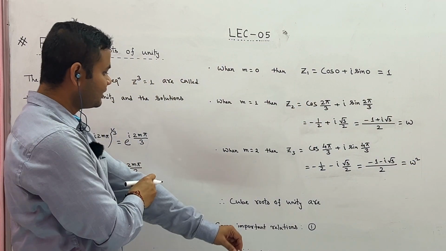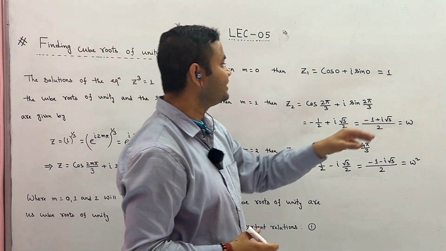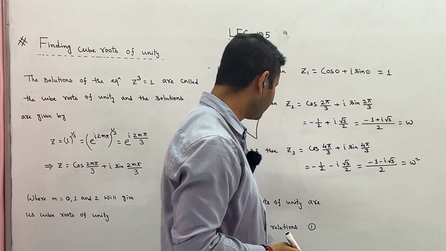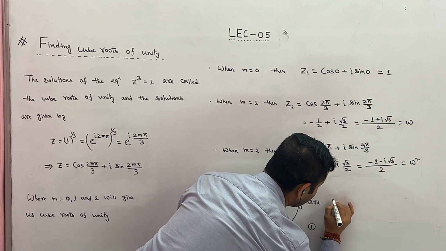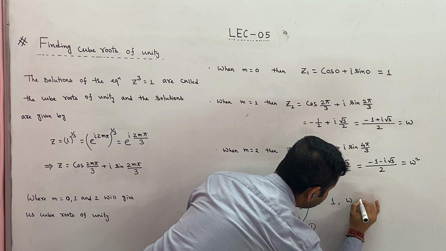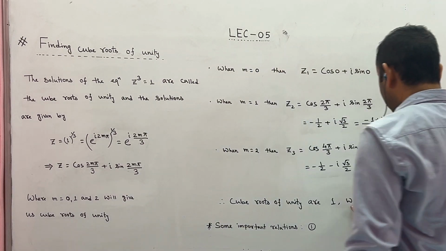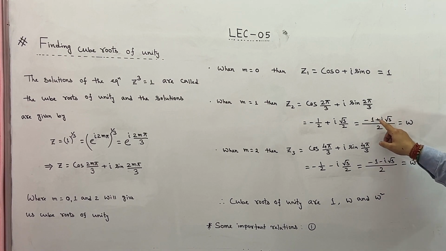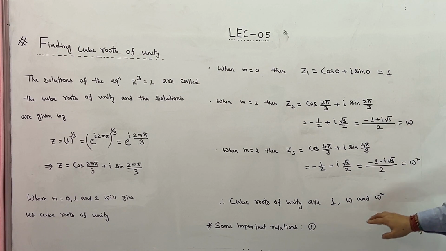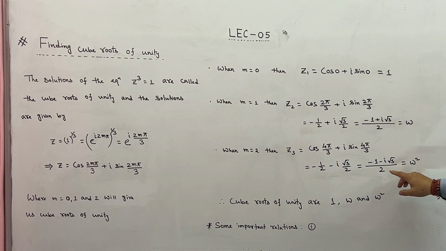So we have seen that the cube roots of unity are 1, omega and omega square, where the value of omega is minus 1 plus iota root 3 divided by 2 and the value of omega square is minus 1 minus iota root 3 divided by 2.